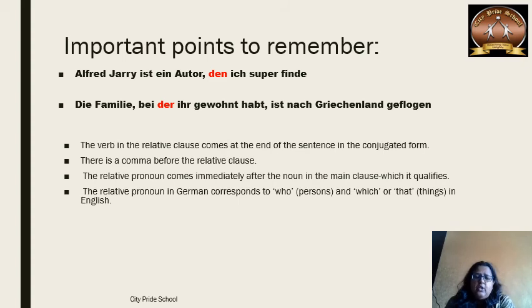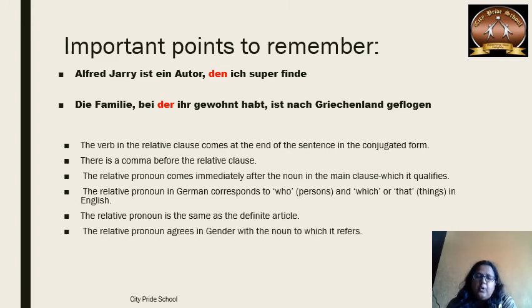Then the relative pronoun in German corresponds to who in case of person, not only who actually, who, whom, whose, which or what in case of things. For example, in the first one, whom I find superb, and at whom you have lived. So it is corresponding with the same in English. Then the relative pronoun is the same as the definite article. It looks the same, but it has a different function. So it is the same so that it is easier for you to remember. That is the main purpose.